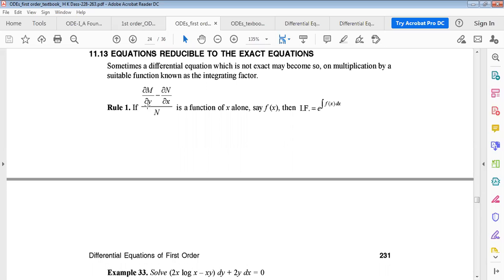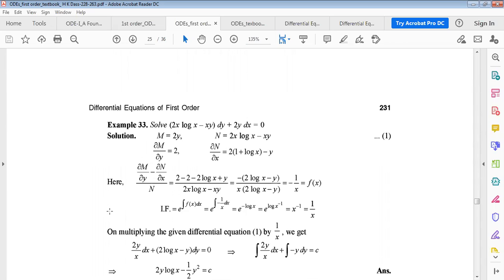Rule 1: if (∂M/∂y − ∂N/∂x)/N is a function of x alone, that is, if after dividing with N we get f(x) only, with y absent, then the integrating factor will be e to the power of the integral of that function f(x). Okay, now an example for this.